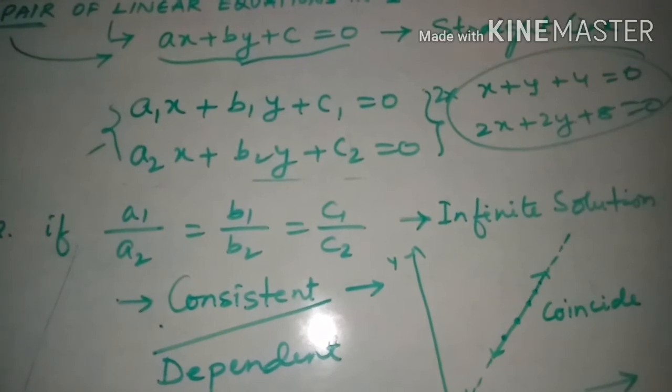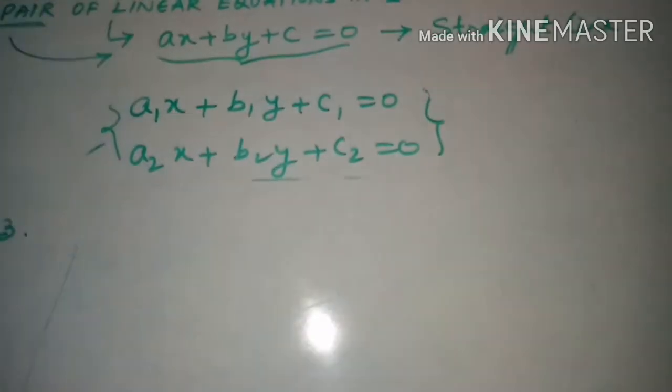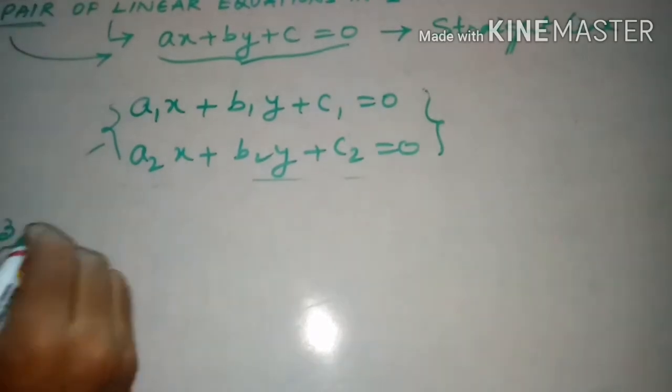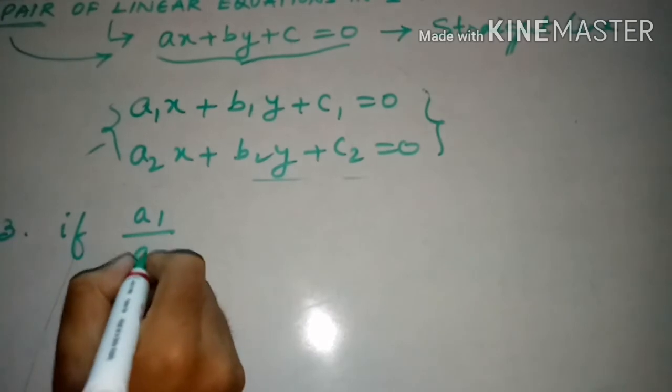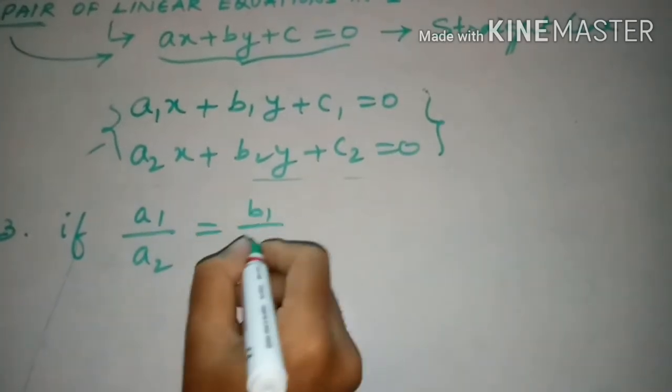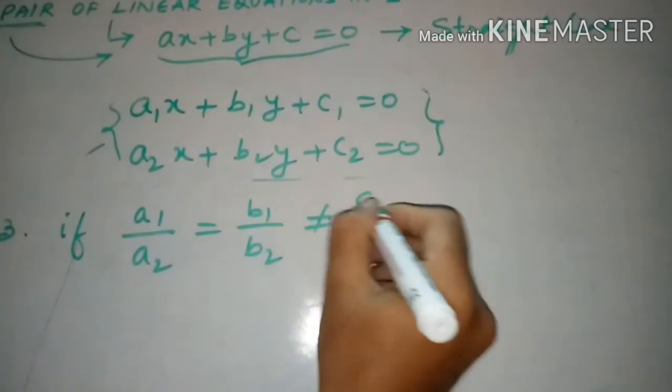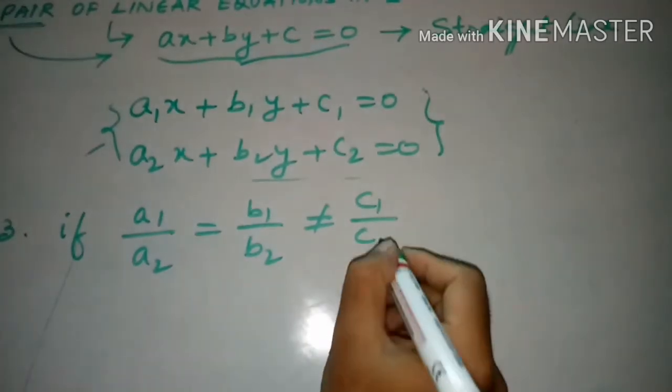Okay, and the last one, let us see here now. The next one, the third one is, if a1 by a2 is equal to b1 by b2, but c1 by c2 is not equal to them.